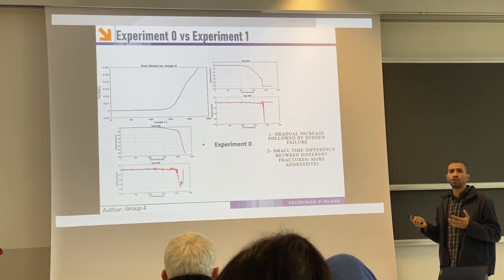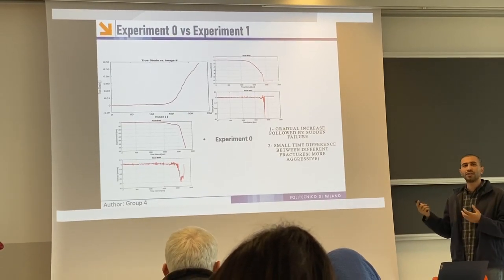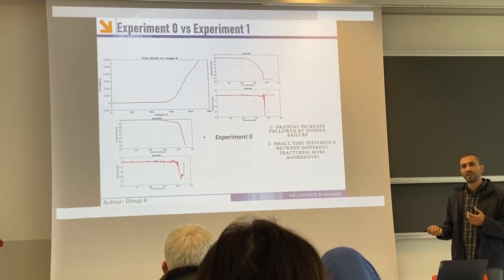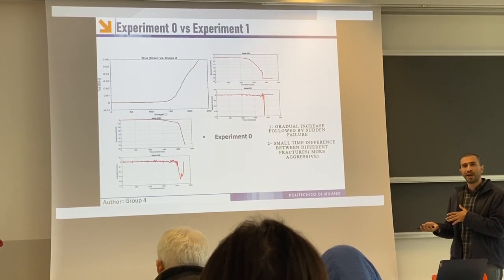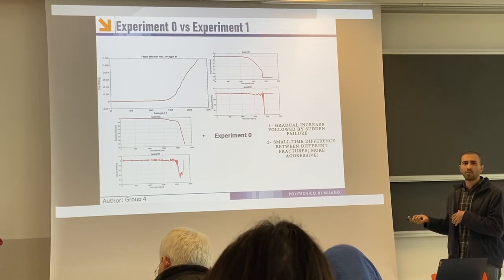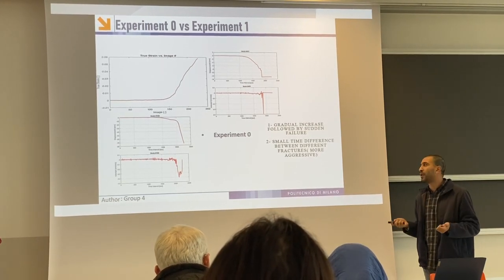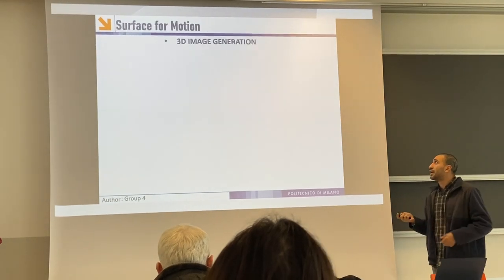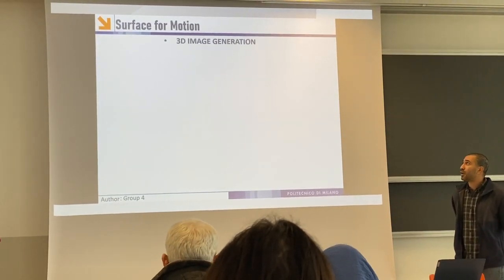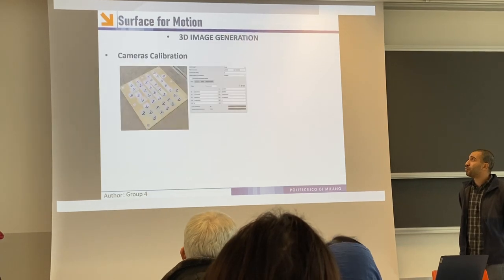And this could be due to the homogeneous soil that was present in experiment 0, because the two layers, both of them are compacted. In experiment 1, it was not two layers of the same characteristics. One was compacted and the other was uncompacted. The last part that I'm going to talk about is the structure from motion.